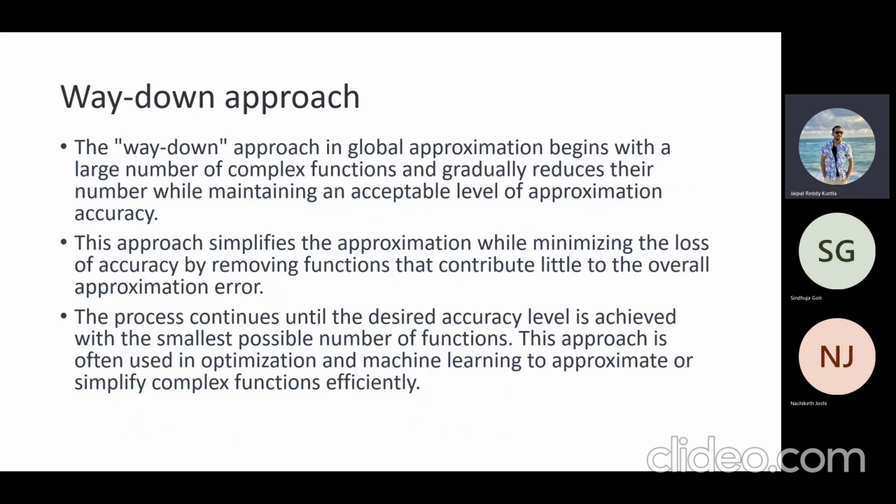The way down approach. The way down approach in global approximation begins with a large number of complex functions and gradually reduces their number while maintaining an acceptable level of approximation accuracy. This approach simplifies the approximation while minimizing the loss of accuracy by removing functions that contribute little to the overall approximation error. The process continues until the desired accuracy level is achieved with the smallest possible number of functions. This approach is often used in optimization and machine learning to approximate or simplify complex functions efficiently.